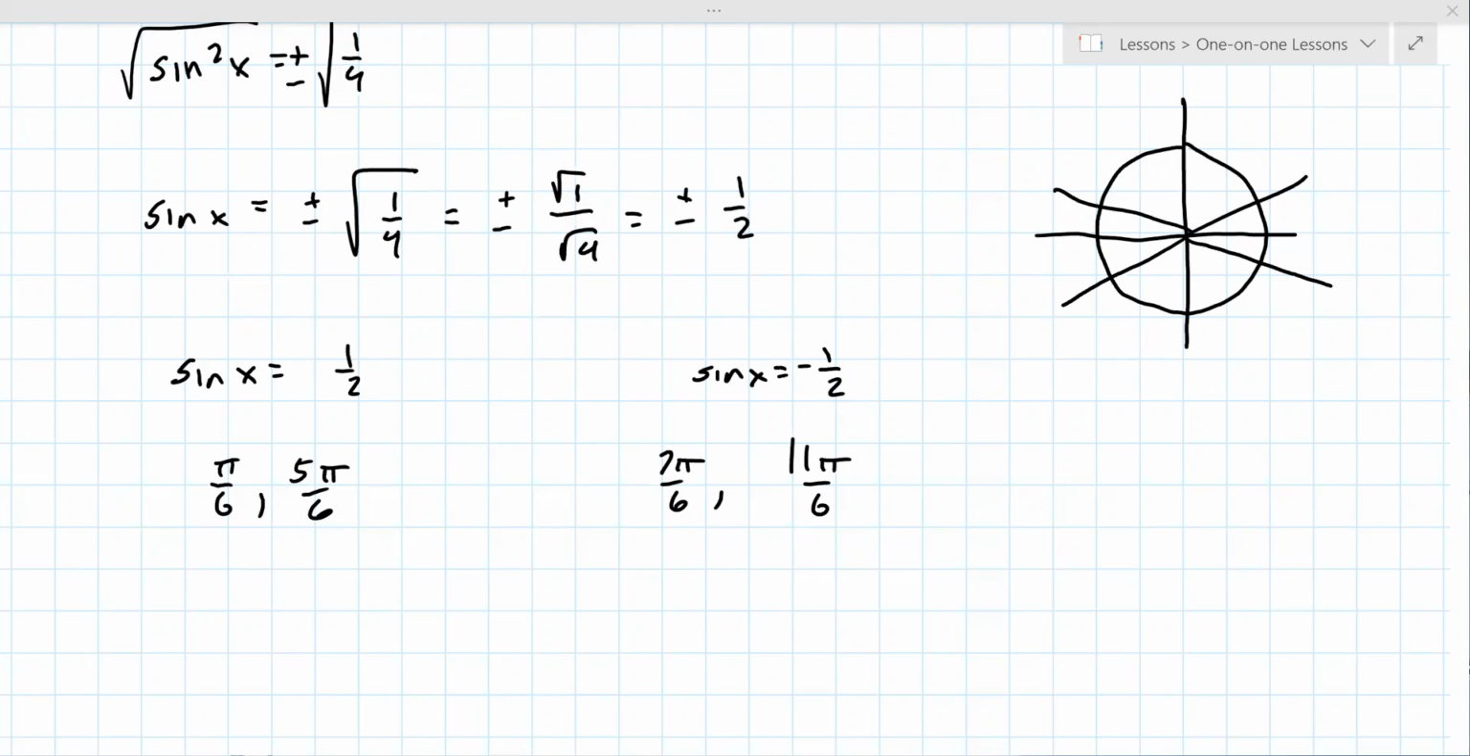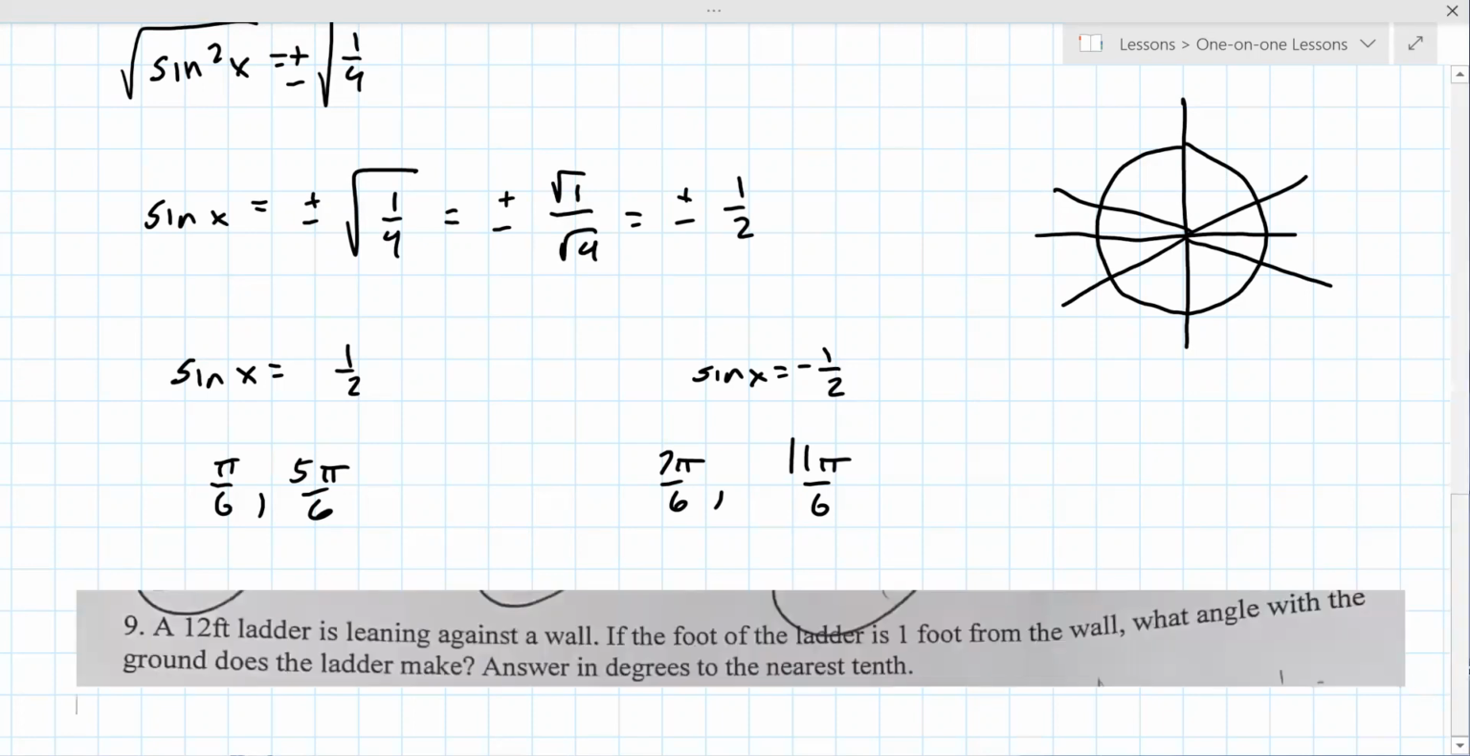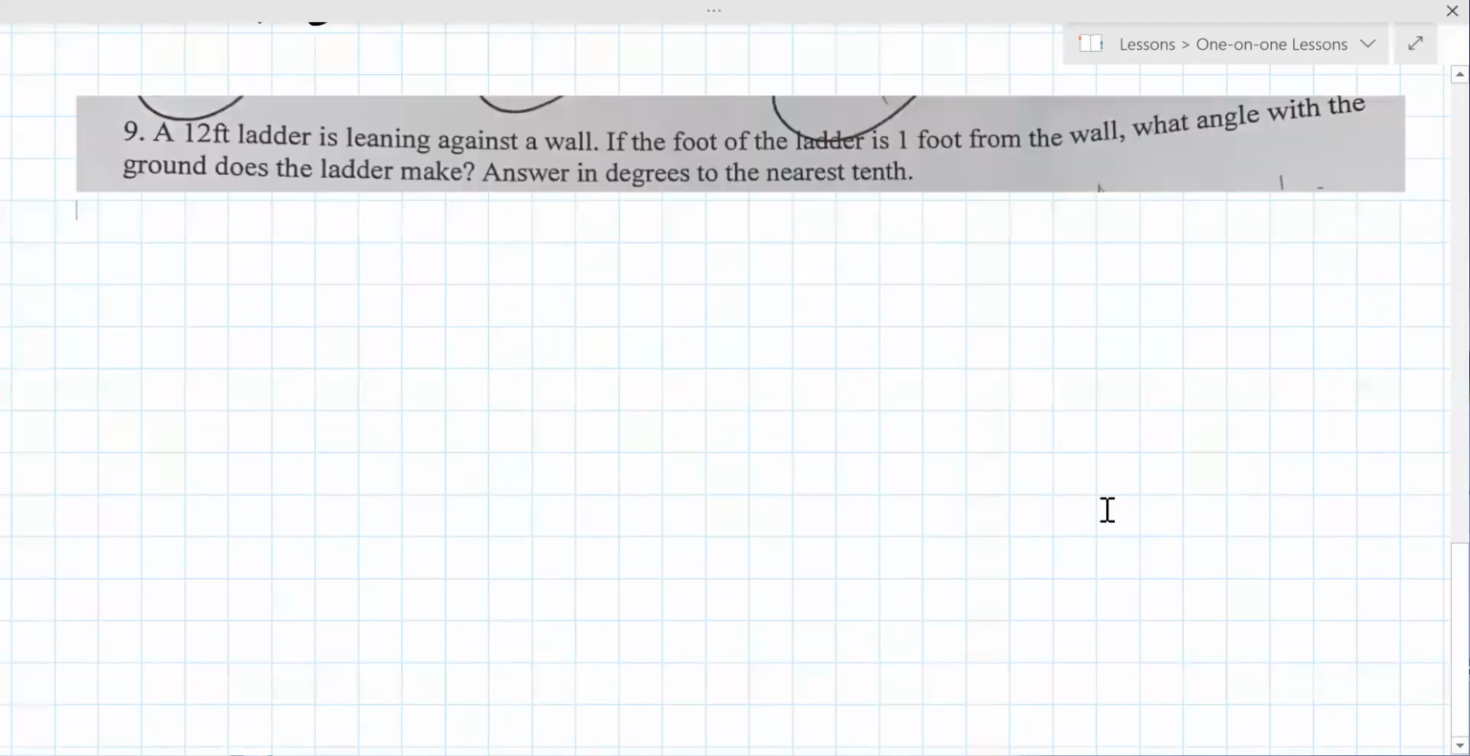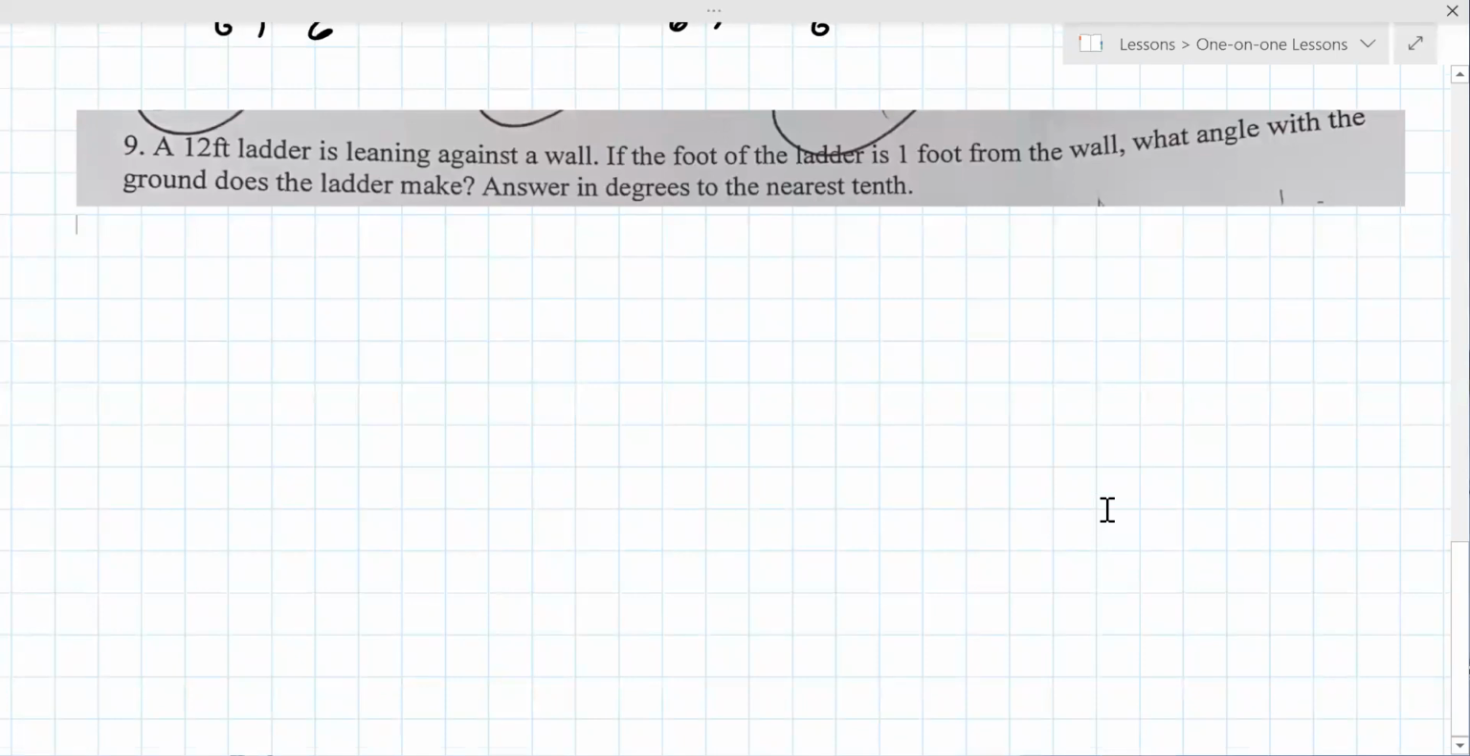The ladder leaning against a wall. Is this the calculator portion of the exam? Yes. Okay. A 12-foot ladder is leaning against a wall. If the foot of the ladder is 1 foot from the wall, what angle with the ground does the ladder make? So you have a picture, maybe. Yes, you made a picture. I'm going to draw it in the same way that you made it. So the 12-foot ladder is here, 1 foot against the wall.